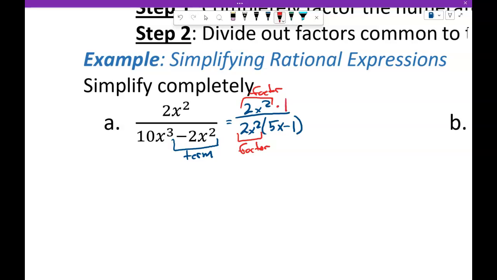And we can always assume that there's an additional factor of 1. It's being multiplied by 1. There's no addition or subtraction in the numerator. So since we have the common factors, we can go ahead and eliminate 2x squared, leaving us with 1 over 5x minus 1. Since there's no other factors in the denominator and the numerator is only a 1, this is as simplified as we can get.